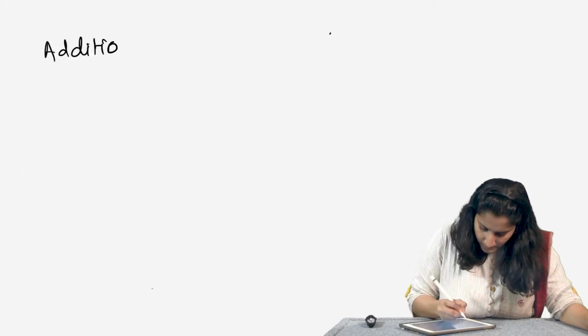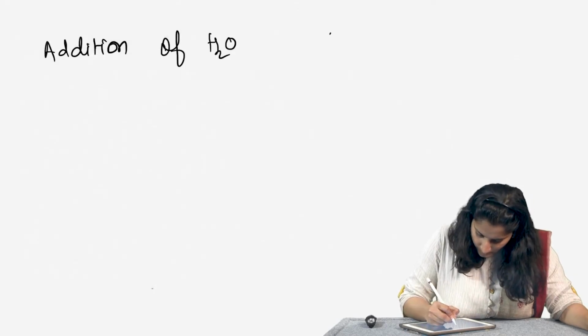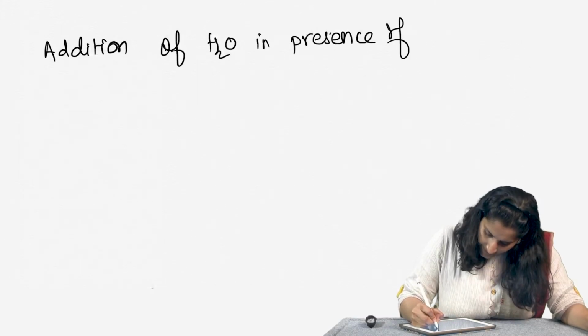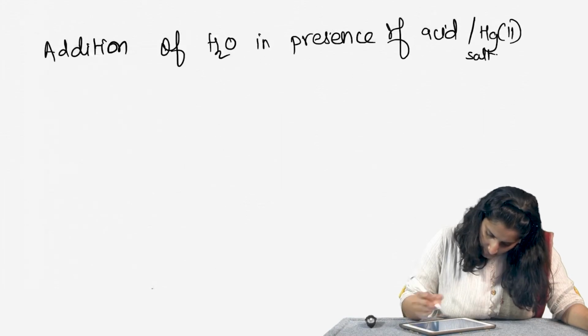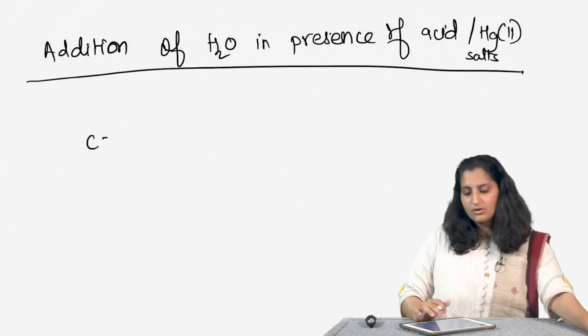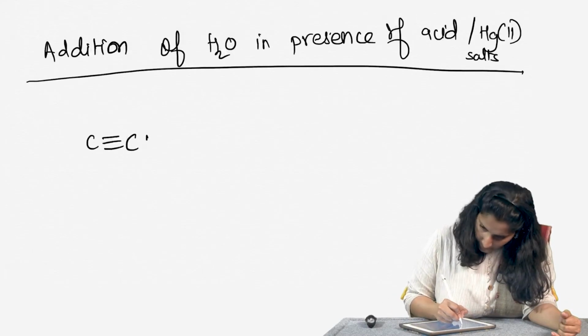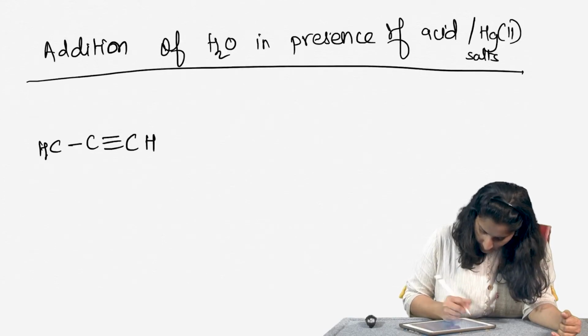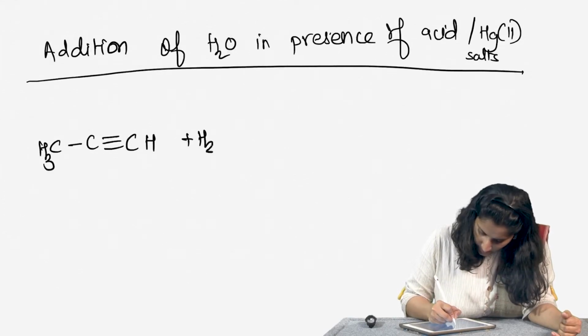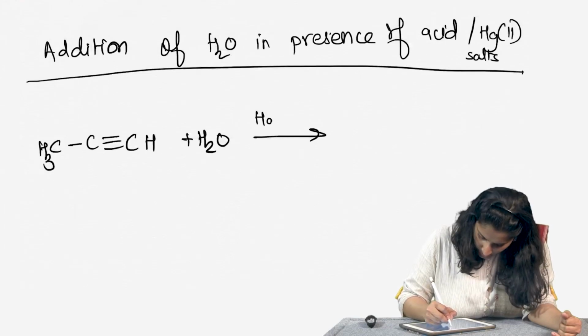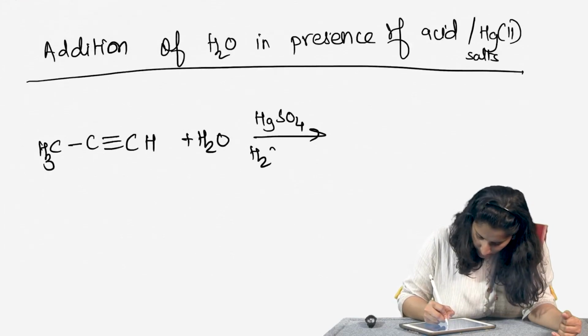and let us look at this reaction. So, I am going to call it addition of water in presence of acid, comma, Hg2 salts. Okay. So, I am going to take propyne and I am going to add water in presence of HgSO4 and H2SO4.